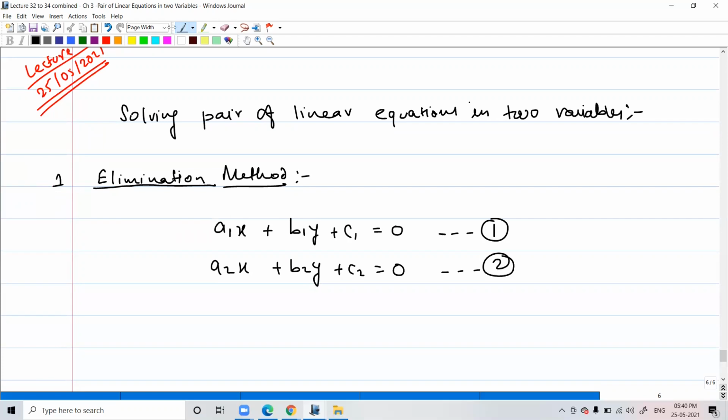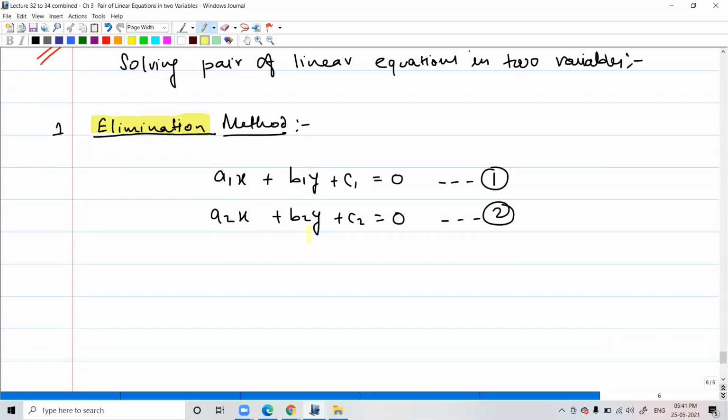Now in these equations, elimination method means what? We want to eliminate something, to remove something. What are we going to remove? We are going to remove any one of the variables. This is your choice. You can remove x if you want, and if you want, you can remove y also. Totally your wish.